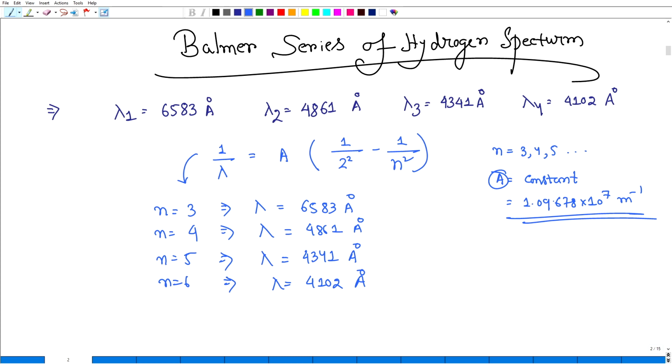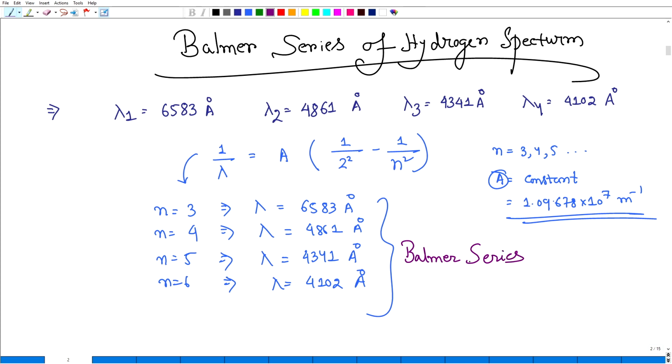Now if you put n equals 7, 8, the value of lambda will not be in the visible range. That's why we are not considering those, but you can put those values as well. So these results were there. That's why these 4 lines are called the Balmer series.